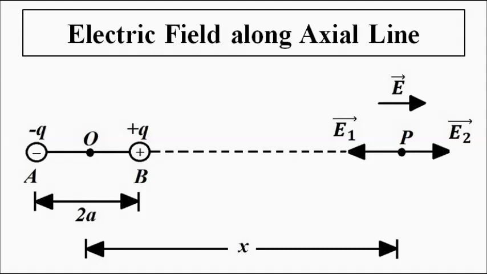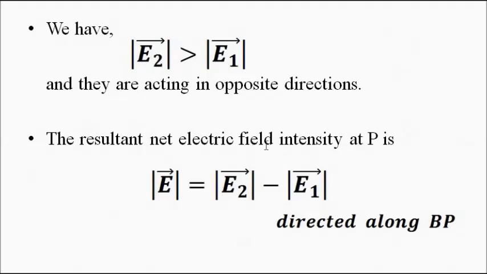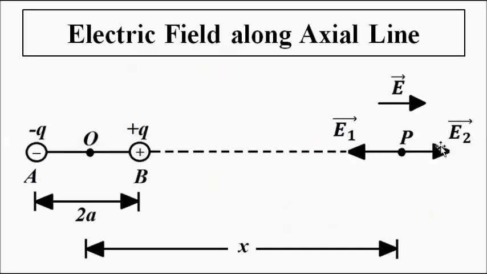Now the net electric field here is along the direction of E2. Okay, the net electric field E vector is along the direction of E2 vector. The direction of the net electric field E and E2 vector are the same. As E2 is greater than E1, this convention was taken. So the net resultant electric field will be E2 vector modulus minus E1 vector modulus, and it will be along BP, in this direction towards the right hand side. Because E2 vector is greater than E1 vector, that's why this convention was taken.